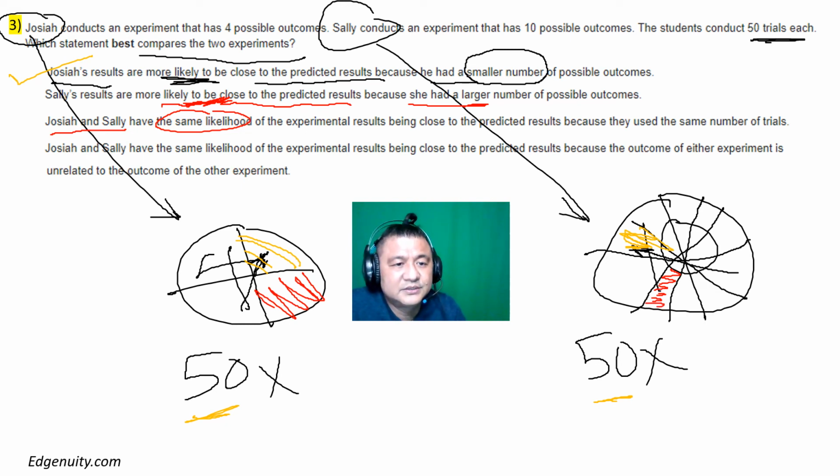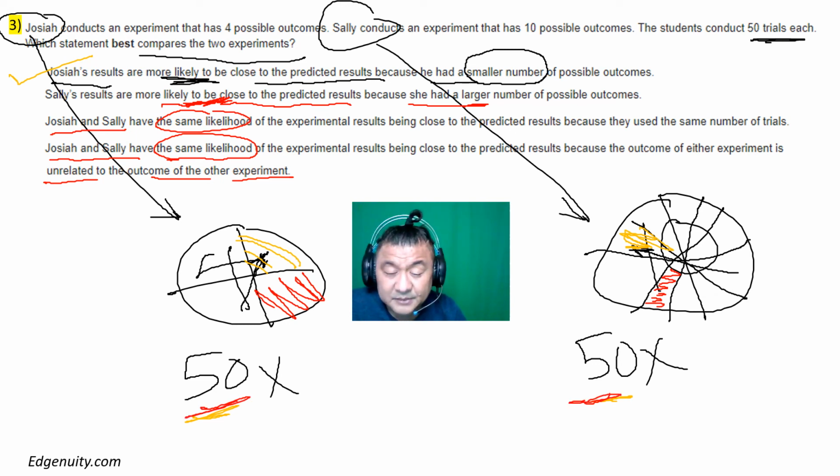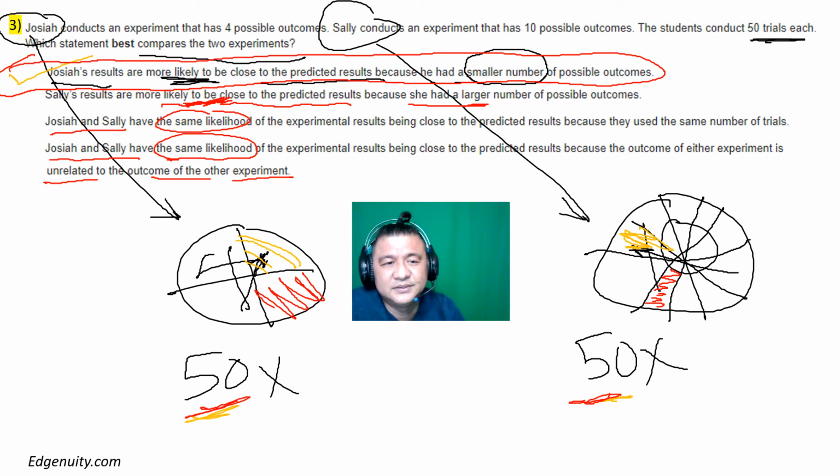Josiah and Sally had the same likelihood of experiments being close to the predicted results because the outcome of either experiment is unrelated to the outcome of the other experiment. No, they are related because they are thrown the same number of times, 50 times. So our correct answer, makes sense, would be the first one.